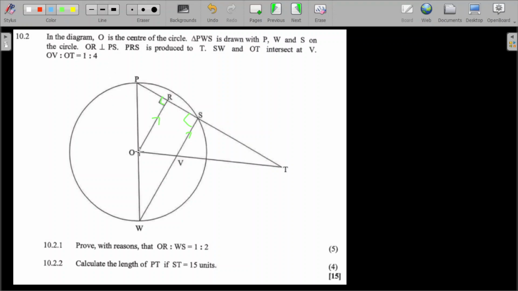And then OV, where is OV? OV is one, and then OT. So OT is what? It's four. Now, these are the ratios. So we need to prove that OR, where is OR? OR is what? It is 1 into WS. Wait, WS is what? It is 5.